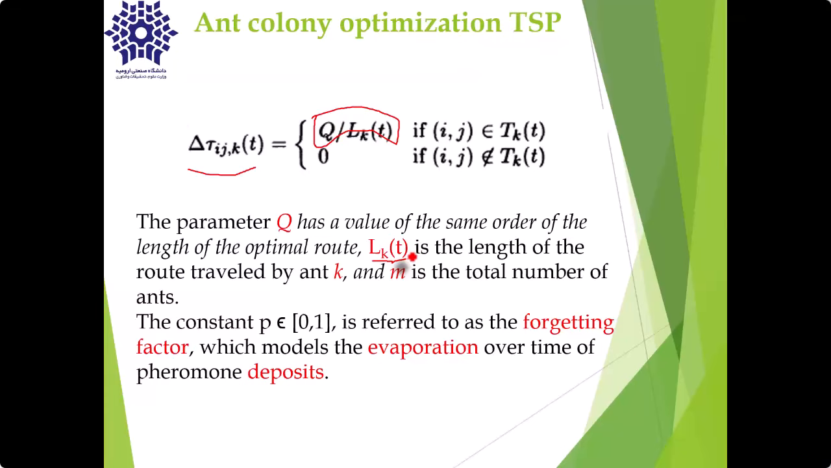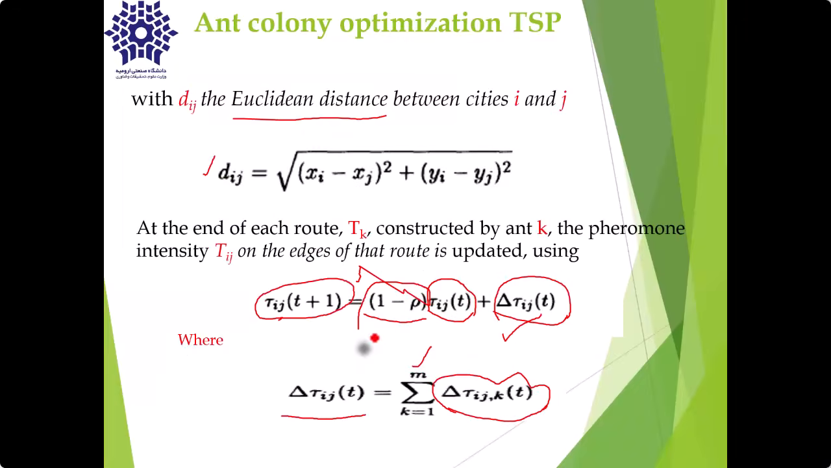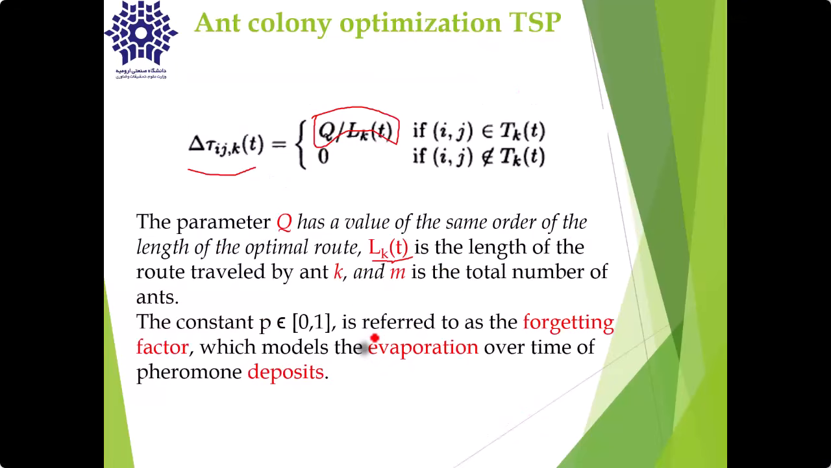But the amount of pheromone in the longest path will be decreased, and finally it will disappear. The constant rho in this formula, we have 1 minus rho. The constant rho is referred to as the forgetting factor, which models the evaporation over time of pheromone deposits.